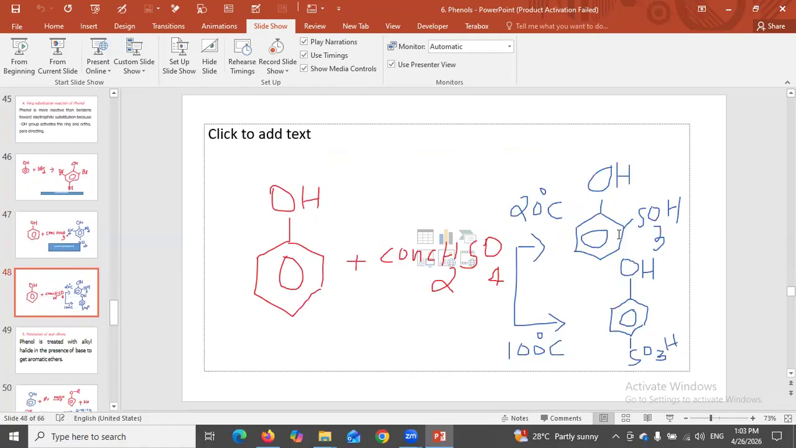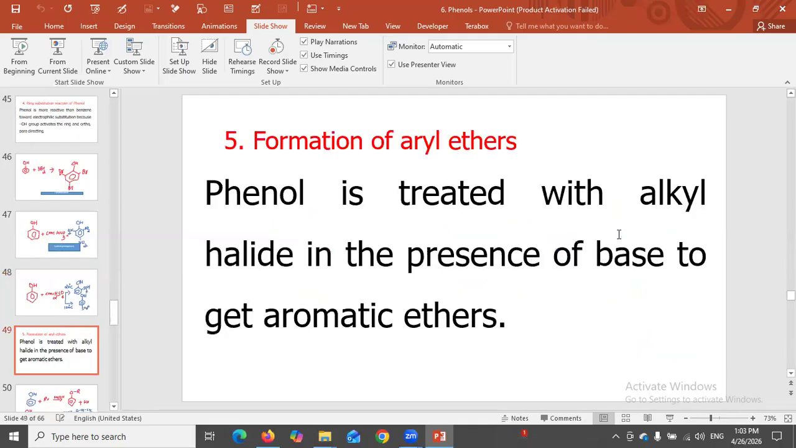When phenol is treated with concentrated sulfuric acid, it gives ortho and para sulfonic acid, depending on the position of the sulfonic acid on the phenol.